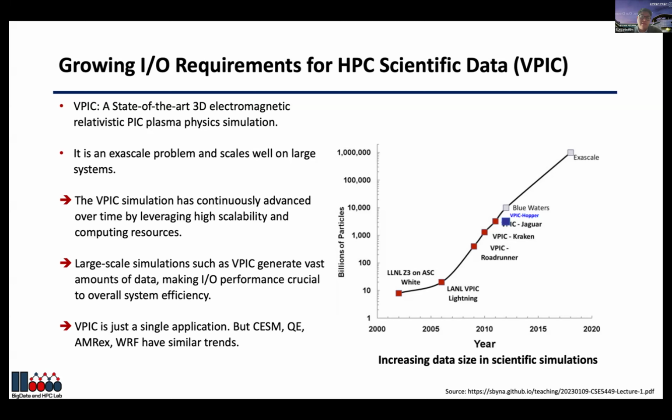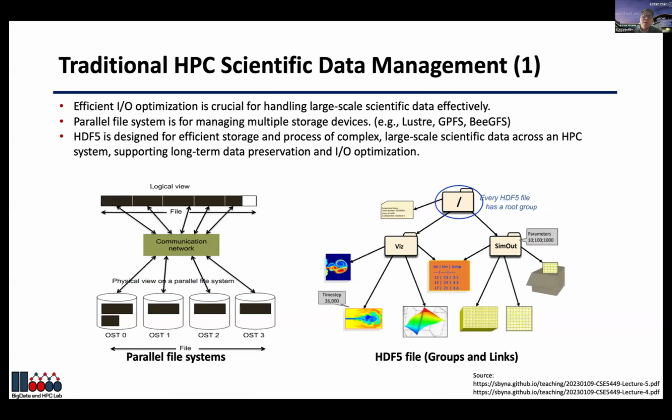They're really getting out of hand, and it's not just a story for the BPIC specifically. There are a lot of usual suspects, like QE, Quantum Espresso, AMReX, WRF, CESM. Those are well-known scientific applications that are growing exponentially, and they are getting out of hand in terms of both computation and data as well.